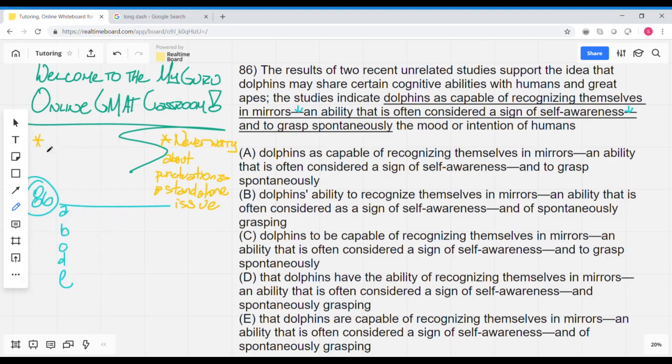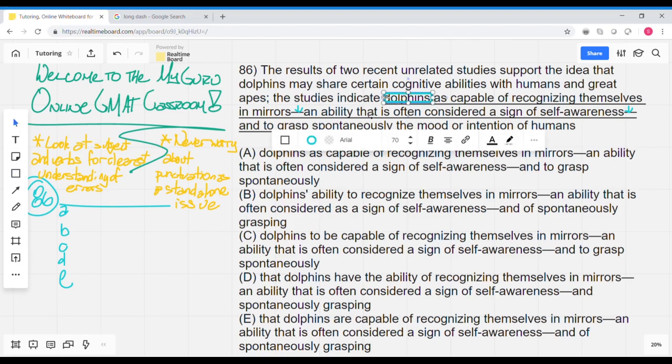And in this case, you want to look at the subject and verbs for the clearest understanding of any potential errors. So in this case, we see that the results of two recent unrelated studies support the idea that dolphins may share certain cognitive abilities with humans and great apes. The studies indicate dolphins as capable of recognizing themselves in mirrors, an ability that is often considered a sign of self-awareness, and to grasp spontaneously the mood or intention of humans. So the subject in this case is going to be these dolphins.